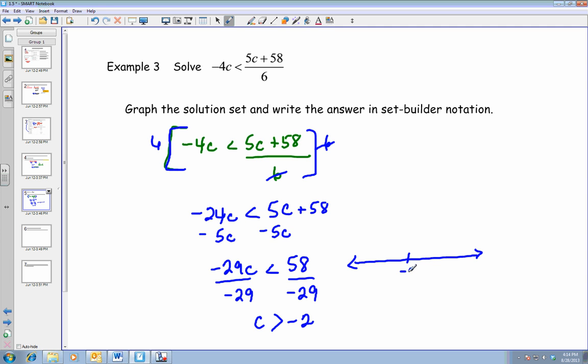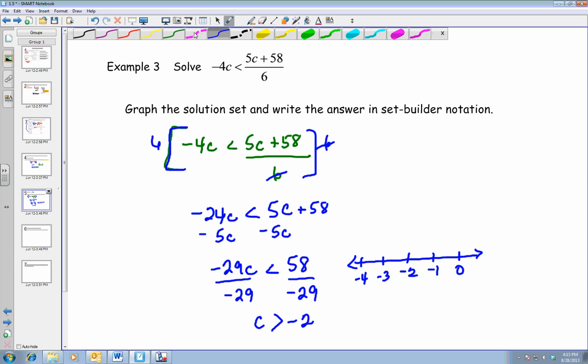So I have negative 2. Now you have to be careful when you're filling in your negatives. If negative 2 is here, negative 1 is on the right and 0. Then negative 3, negative 4. So make sure you get your numbers correct when you're writing your numbers in on your number line.